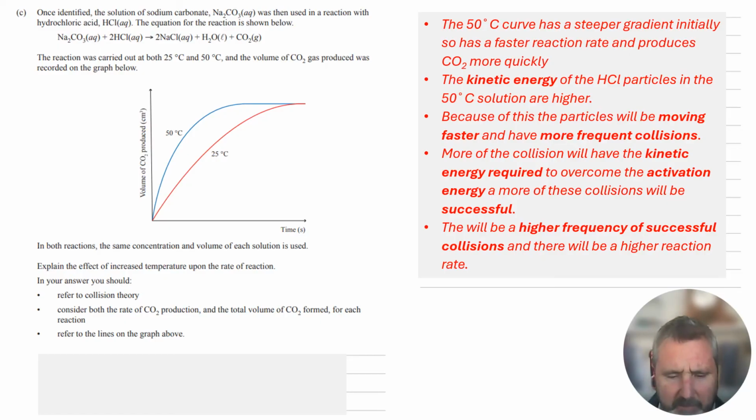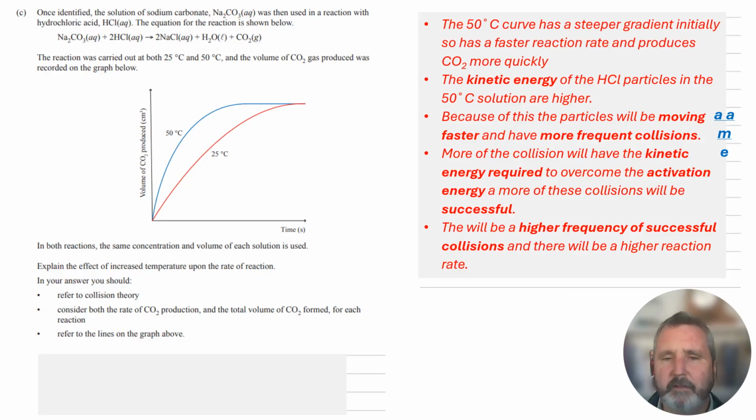Just to make sure I've covered everything, the total volume will be the same because the total amount of reactants is constant. That's my last point. I haven't written down that last point, but you should write it down. So if we recognize the kinetic energy is increased, we get an achieved. If we state the same volume of carbon dioxide is produced, we get the achieved. So that last point gets me that extra achieved point.